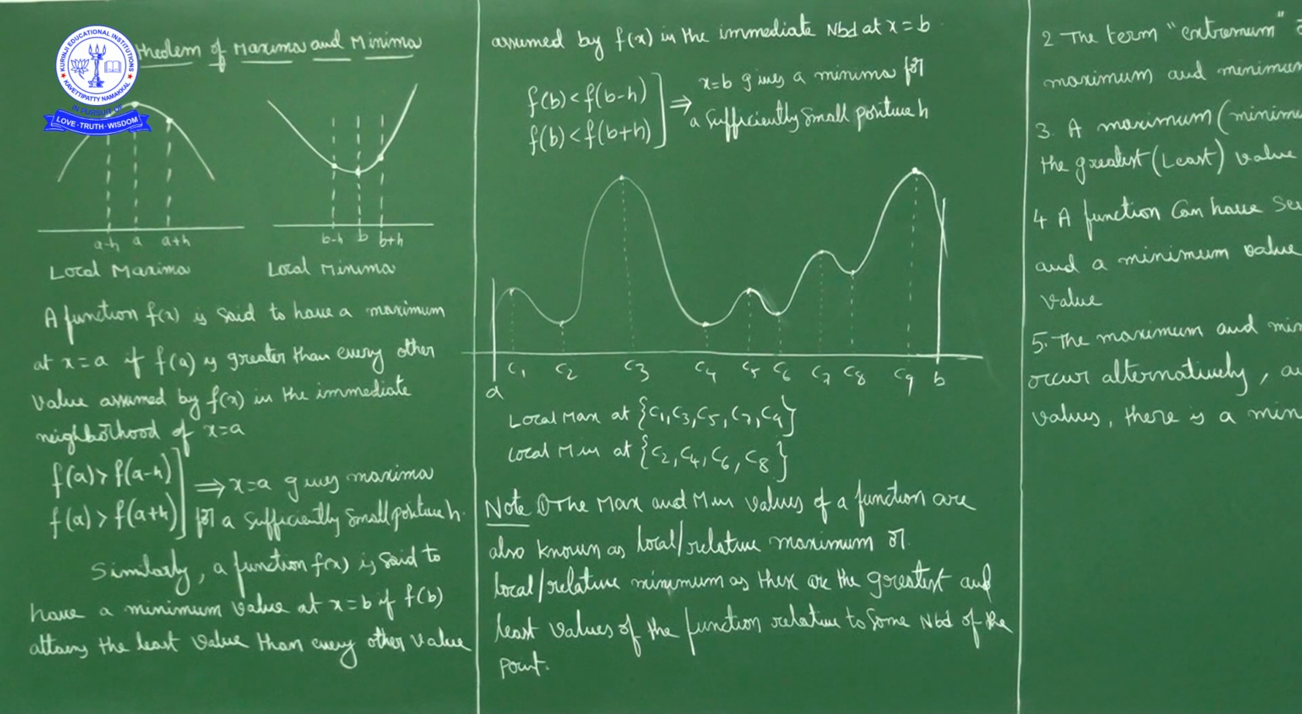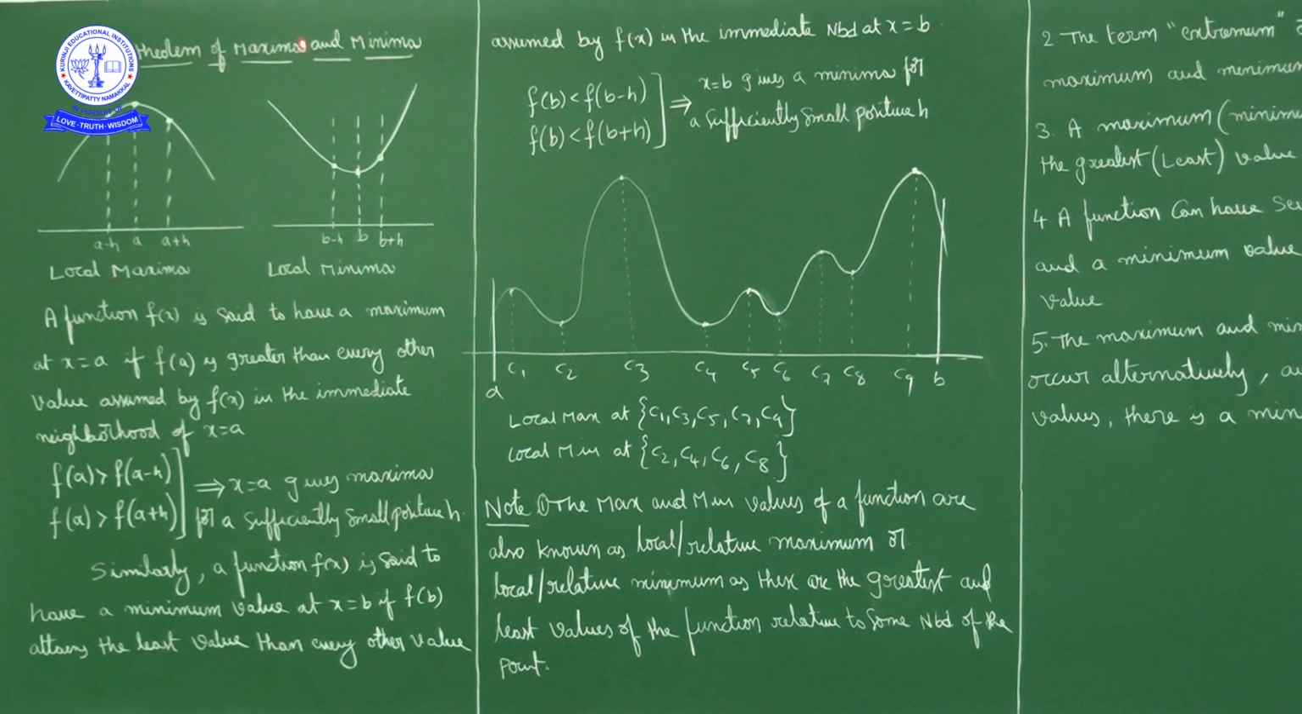Here h is a small positive number. This is the point a plus h, and here a minus h. This point is a minus h comma f of a minus h, this is a comma f of a, and this point is a plus h comma f of a plus h. What you can observe is that f of a is greater than every other value in the neighborhood of a. So x equal to a gives a maximum.